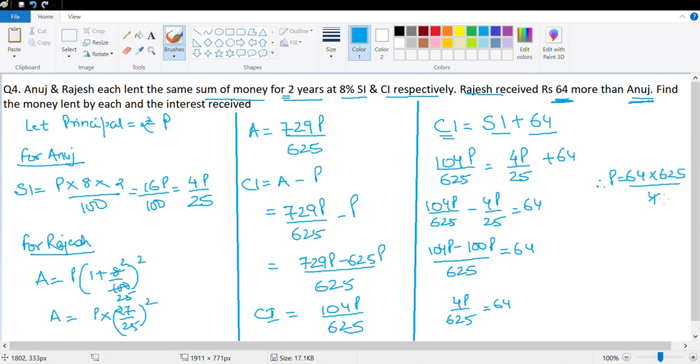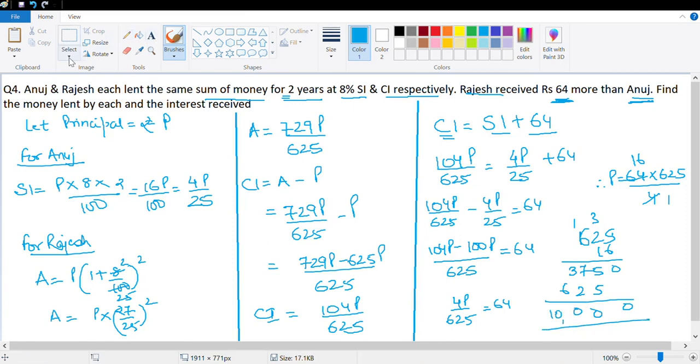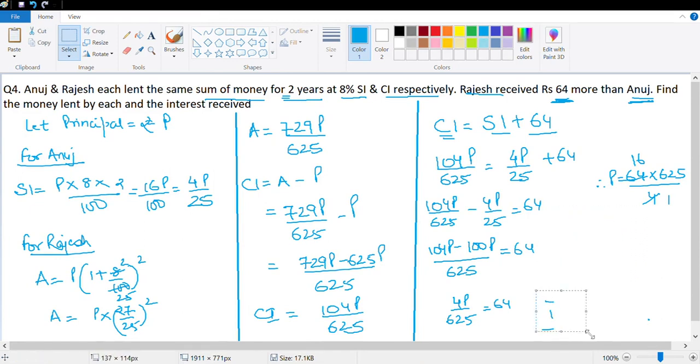4 into 16. That's 625 into 16, and that's 10,000 if I remember. 625 into 16: 5 into 6, 30. 12 plus 3, 15. This is 3, 7. This is 5, 2, 6, 0, 0, 0, 0. Perfect. That's 10,000 rupees. So the principal which both of them lent out was 10,000 rupees. Therefore, principal is equal to rupees 10,000.